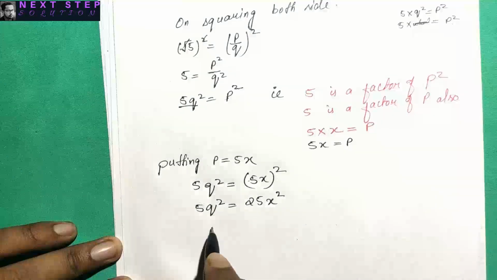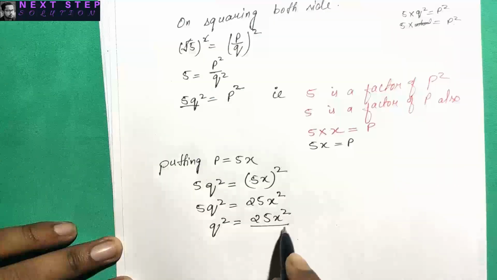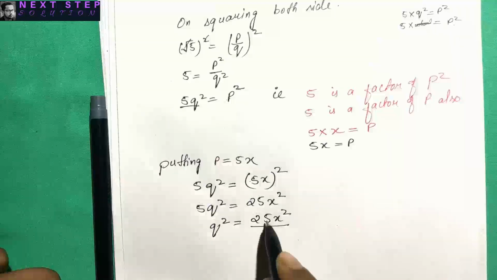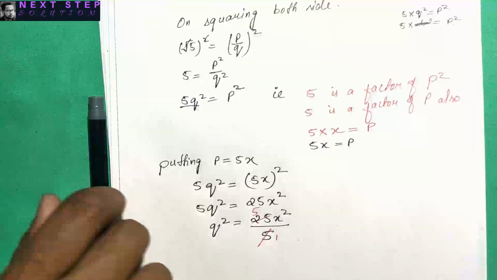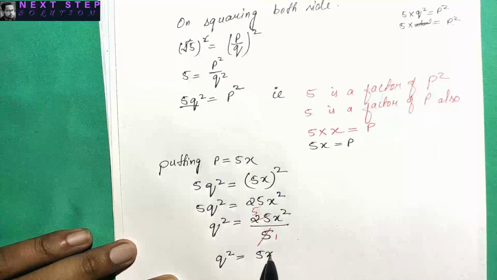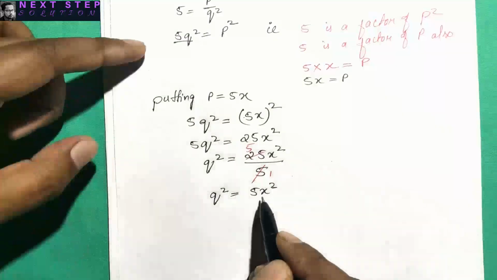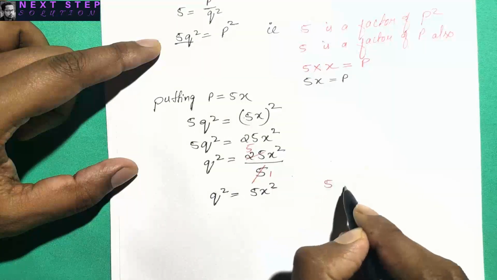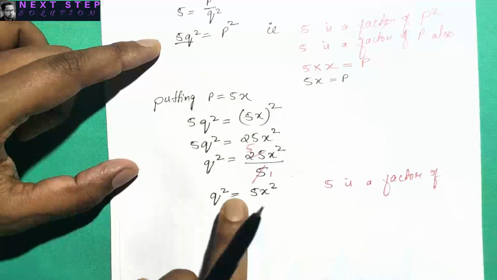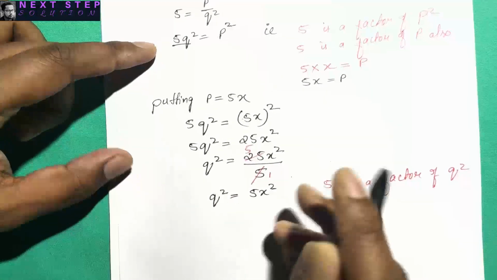Now, if we write only q square here, we will get 25x square divided by 5 on the other side. We can cancel this. Both the numbers are divisible by 5. 5 ones are 5. 5 fives are 25. It gives you q square equals to 5x square. So, same thing we got like previous one. We can write 5 is a factor of q square.